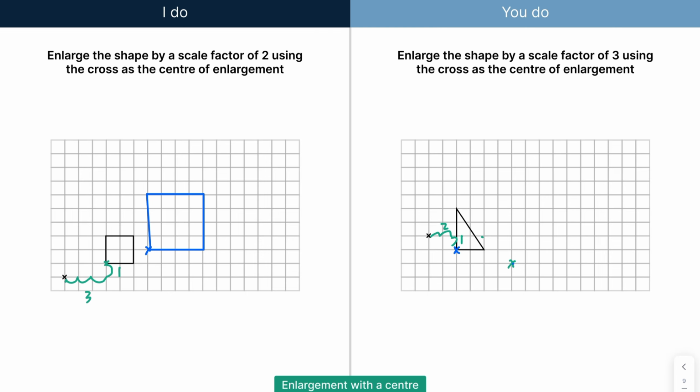So to draw the rest of the shape, that's just going to be times that bottom by 3. That's going to be a 6 there. Going up, that's just going to be 9. Oh, no, it needs to go one higher. There we go. And then just join that across there.